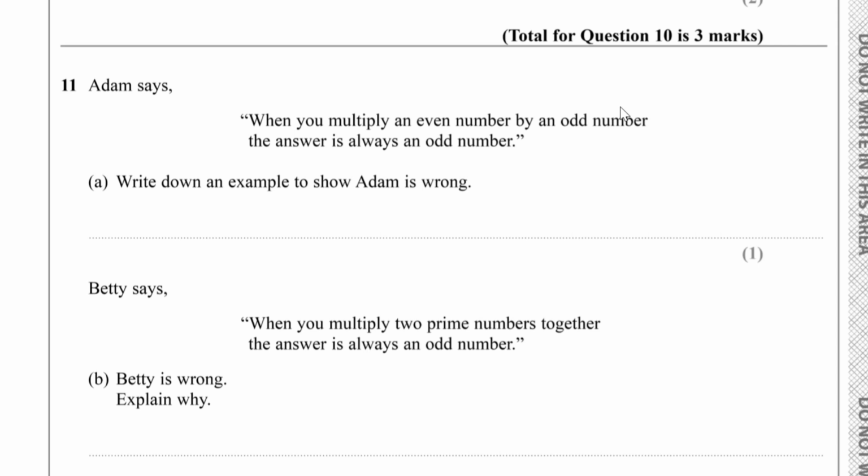Question number 11. Adam says when you multiply an even number by an odd number, the answer is always an odd number. For part A, we have to write an example to show Adam is wrong. Well, if we have something like 2 times 3, which is 6, we've got 2, which is an even number, 3, which is an odd number, and we can see the result is 6, and therefore, because 6 is even, Adam is wrong.